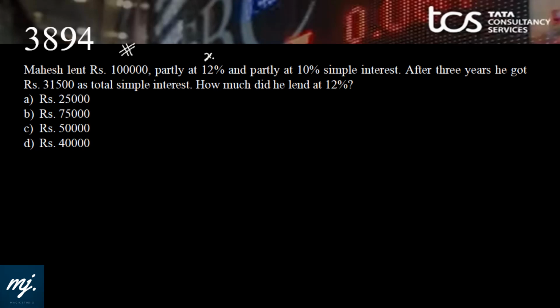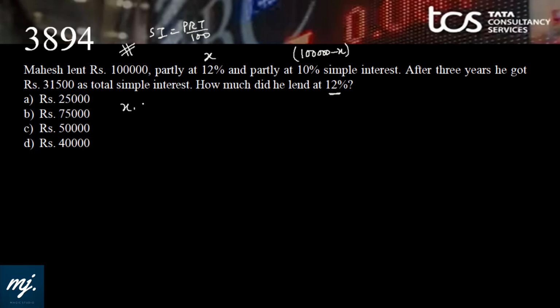Let the amount at 12% be X rupees, then at 10% it is 1 lakh minus X. After 3 years he got rupees 31,500 total simple interest. How much did he lend at 12%? We can use the simple interest formula, PRT by 100, for the first part, and again PRT by 100 for the second part. We'll add them up and we'll get 31,500.